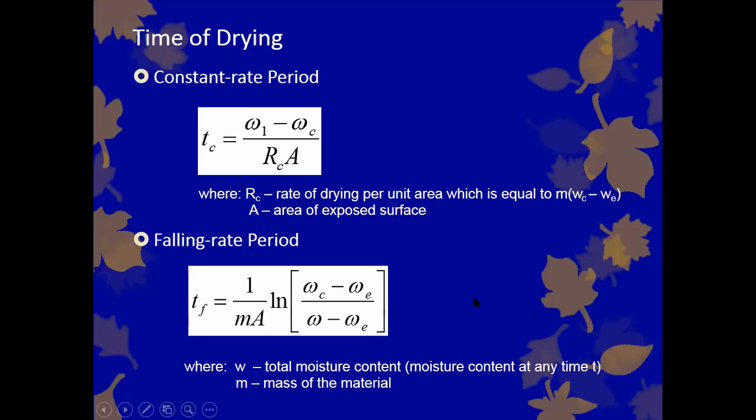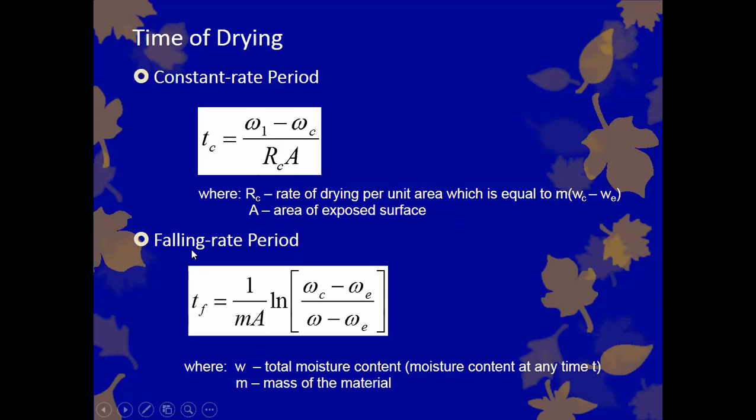Okay, so in here, you will be needing the two moisture contents, the initial moisture content and the critical moisture content. And you will be needing the rate of drying per unit area. Most of the time, class, this is not given by the problem. Good if it is given. If it is not given, you can substitute RC by this: the mass of the material times the difference between the critical moisture content and the equilibrium moisture content of that particular material. The product of these two can replace RC. Area is still the area of the exposed surface, knowing that this one is per unit area.